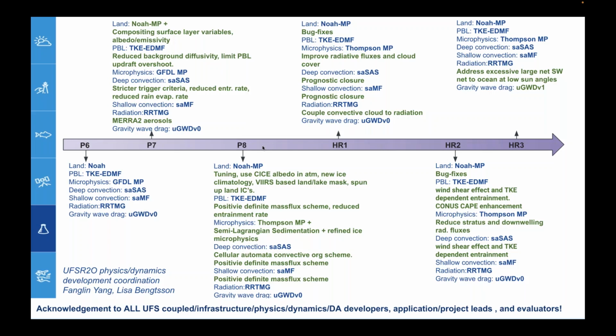So in HR1, I think the biggest update is essentially a new closure to convection. And in HR2, there's been more refinements and tuning based on results that we've seen in the preceding prototypes. And lastly, in HR3, there's a new gravity wave drag scheme, something we've been wanting to include for a long time, but it's finally making its way in.